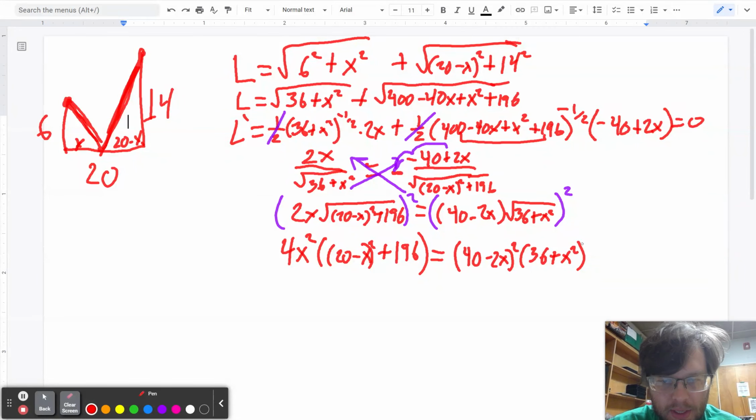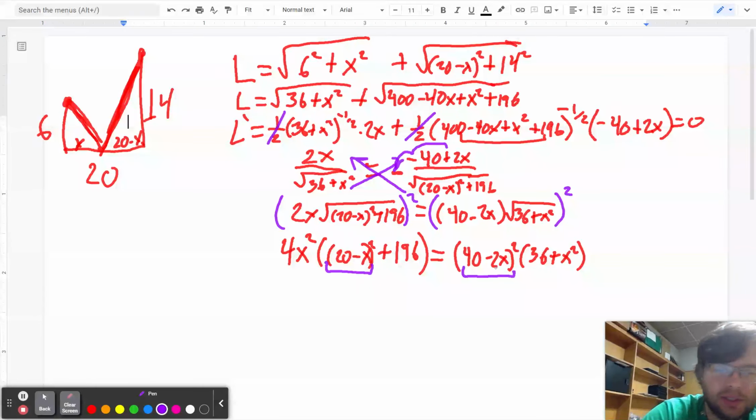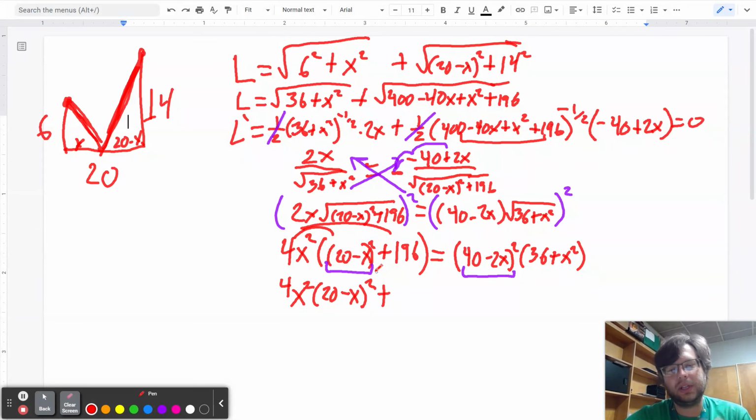I'm just trying to see if there is any nice trick I can do. And what I'm noticing here is that the 20 minus x is really similar to 40 minus 2x. So let's do a little bit of distribution, but not too much. So I'm going to distribute here and here. So I have 4x squared times 20 minus x squared, and then I have to do 4 times 196. Let's see. 4 times 196 is 784.